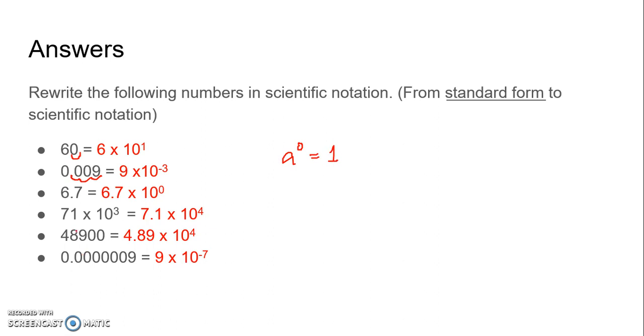Now the same thing with 71 times 10 to the 3rd power. This looks like a scientific notation, but this is not, not yet. Because of what? Because if you look at the coefficient here, the coefficient is greater than 10. So what happened is that you are going to make this happen. So this is quite a little bit tricky.